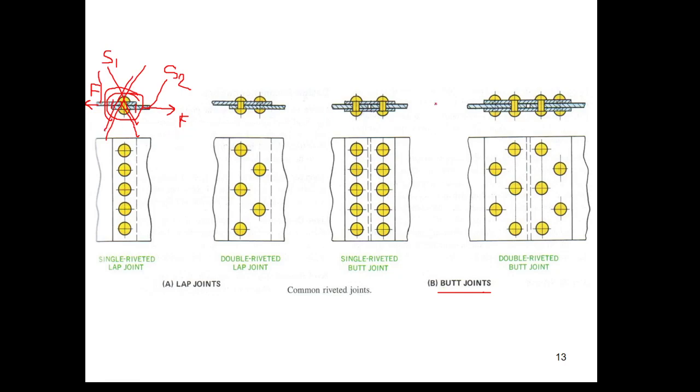The correct one is, say, the butt joint, sheet metal 2, component 1.